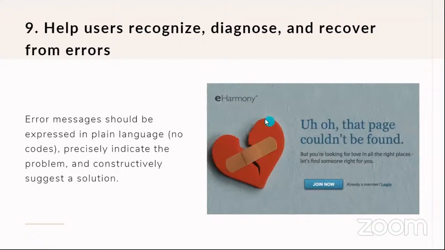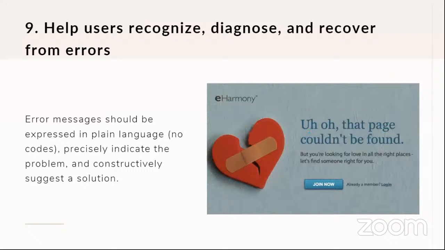In our example here, eHarmony is a dating site. So this broken heart with a plaster makes sense for an illustration they want to use. They said, that page couldn't be found, but you're looking for love in all the right places. Let's find someone right for you. And then there's a call to action: join now, or if you're already a member, log in. So that is what your error messages should look like.